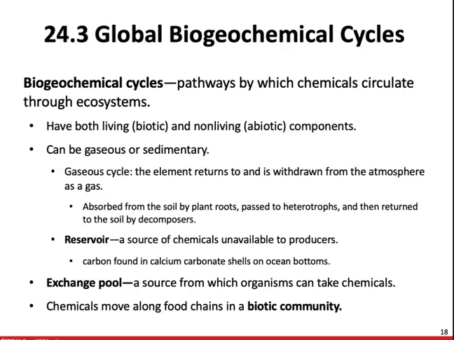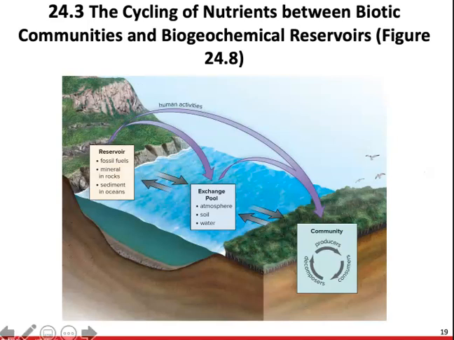However, we do have an exchange pool. An exchange pool is a source from which organisms can take those chemicals, so either the atmosphere or the soil. The chemicals are going to move along those chains in a biotic community. Human activities can remove chemicals from those reservoirs and exchange pools and release them to the biotic community. In this way, human activities upset the normal balance of nutrients in the environment, which can result in pollution.